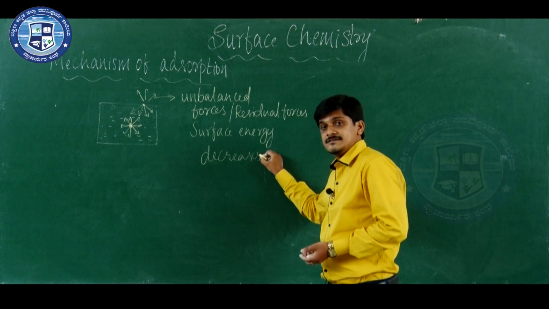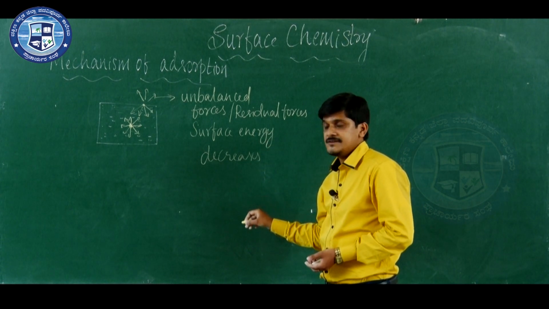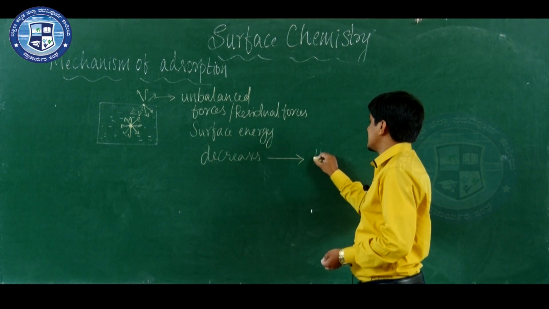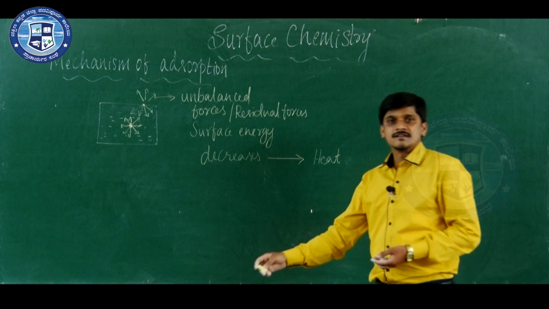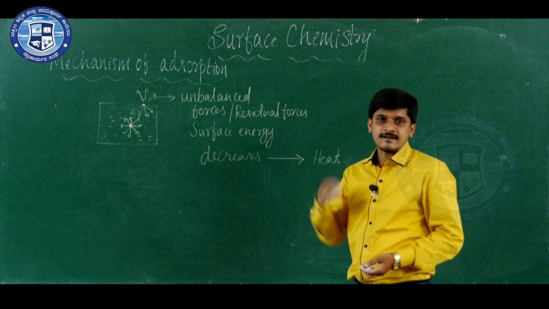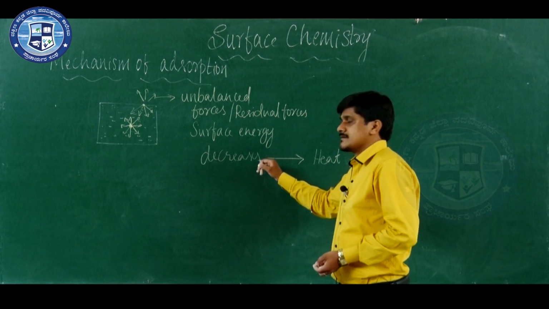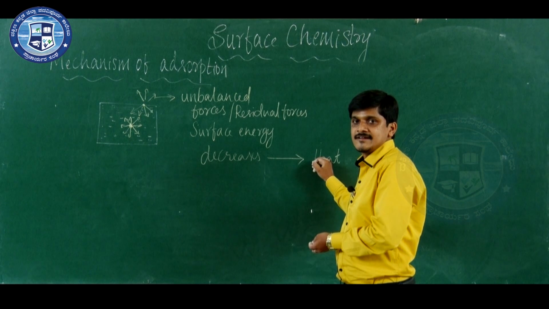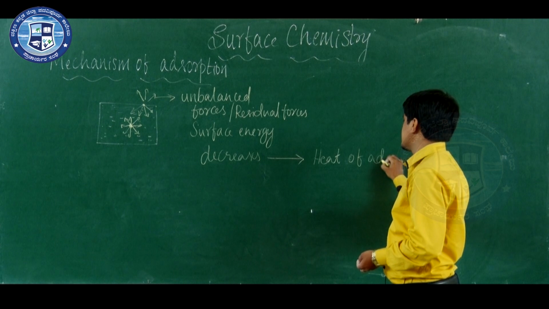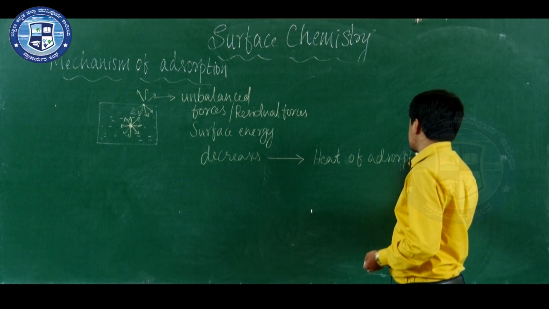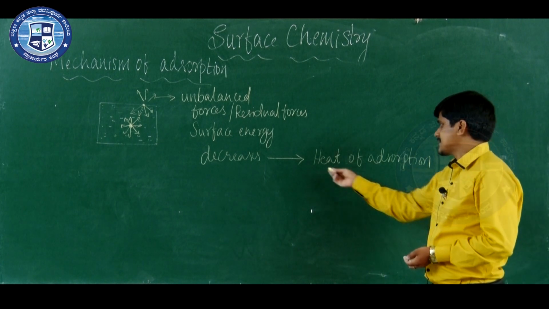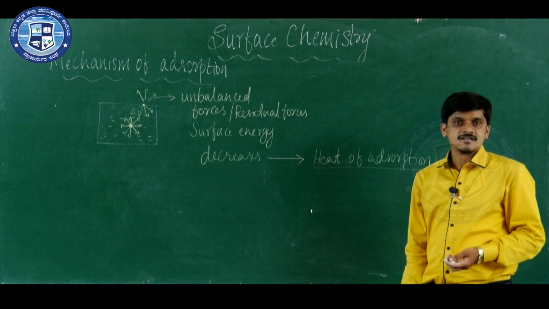So this decrease in surface energy is liberated in the form of heat. Decrease in surface energy is liberated in the form of heat. It is liberated as heat energy. So therefore that liberated heat energy is called heat of adsorption. Heat energy evolution happens. So that phenomenon is called heat of adsorption.